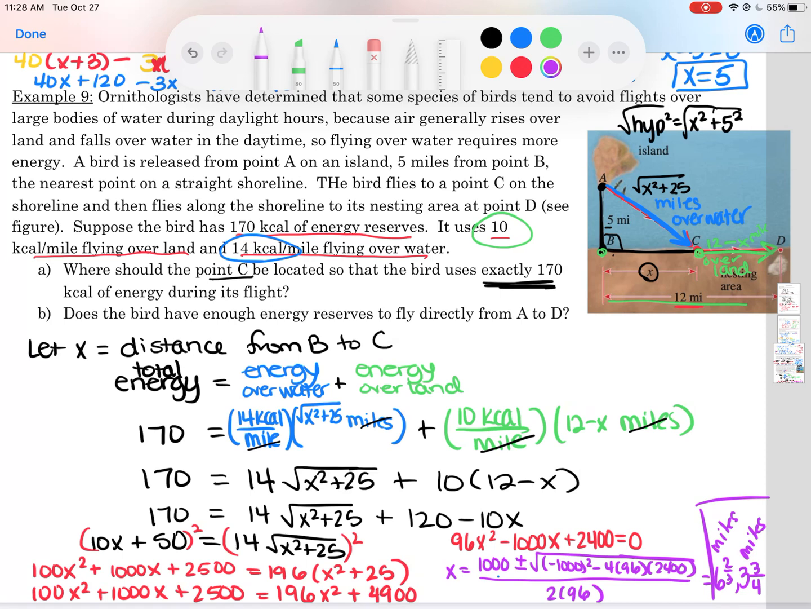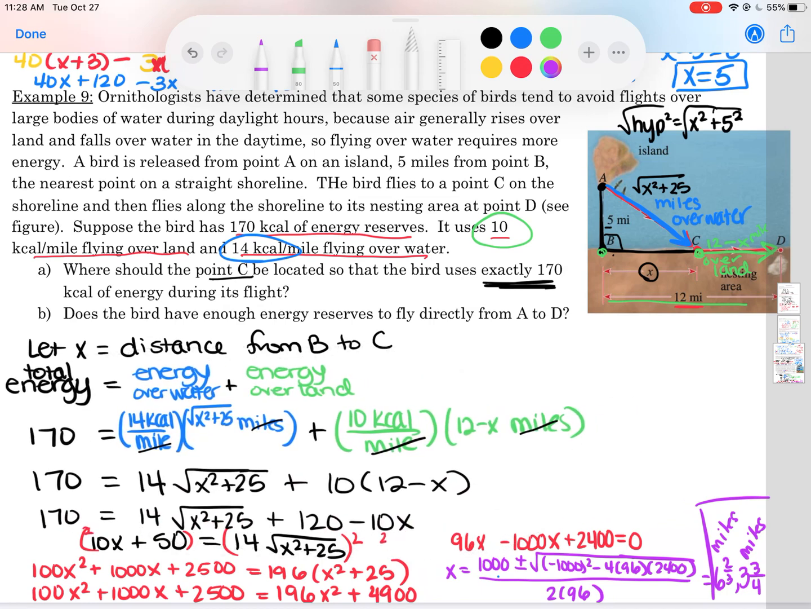All right, the last question says, does the bird have enough energy to fly directly from A to D? So what would it take to fly directly from A to D? So really now we're looking at a much larger right triangle here. So if I'm working from A to D, let's see if we can shift a little bit of this information over. Just save us a little bit of space. There we go.